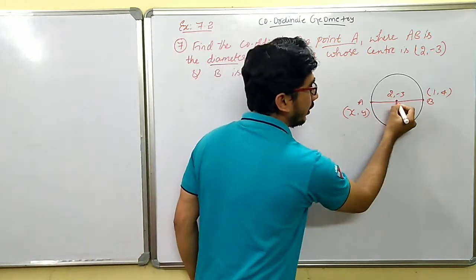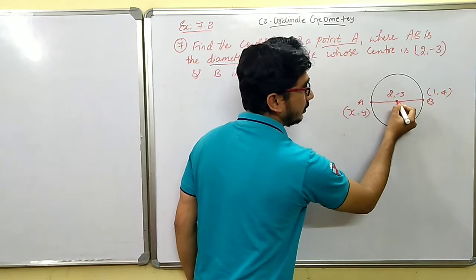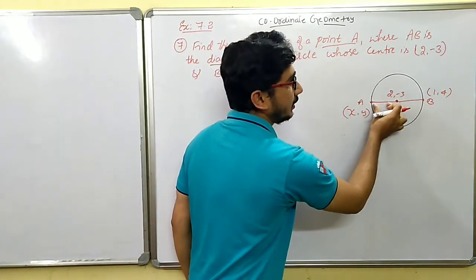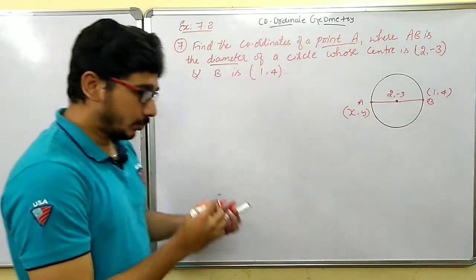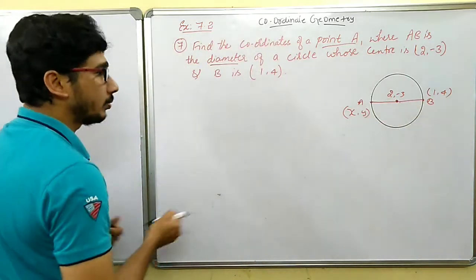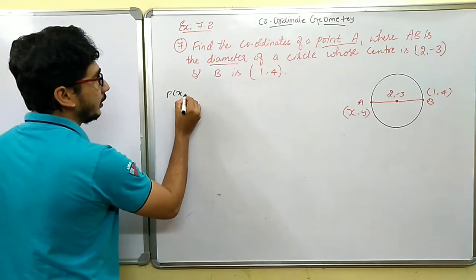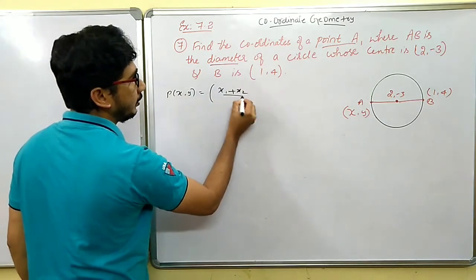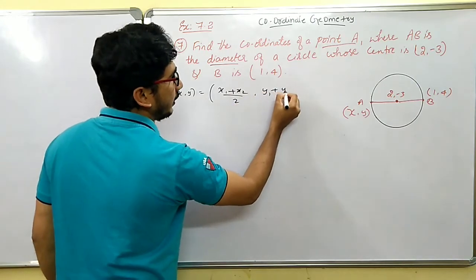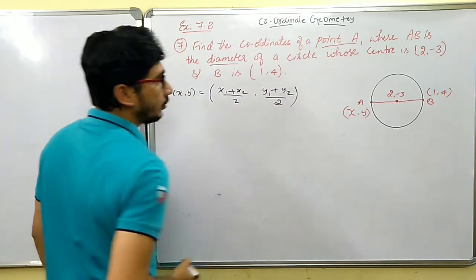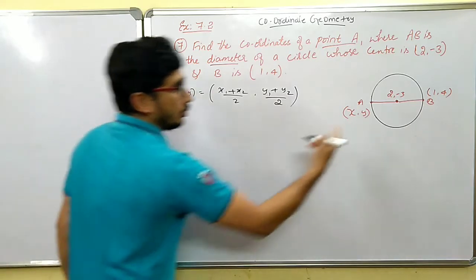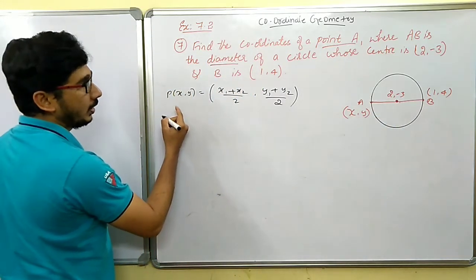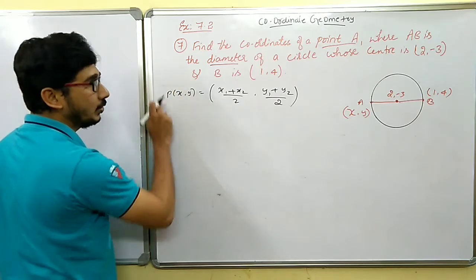Remember, this is the midpoint. This is the diameter. This is the midpoint, so that it will become radius, and this is also radius, equidistance. Now we have to apply the midpoint formula. So P of x, y is equal to x1 plus x2 by 2, y1 plus y2 by 2. This is the midpoint formula, and here the midpoint value we have to write.